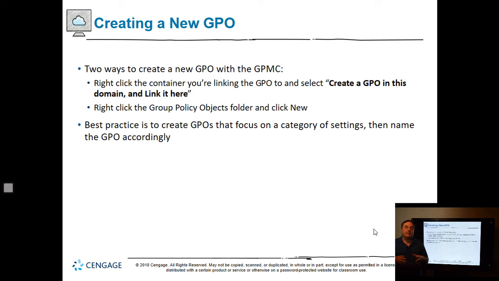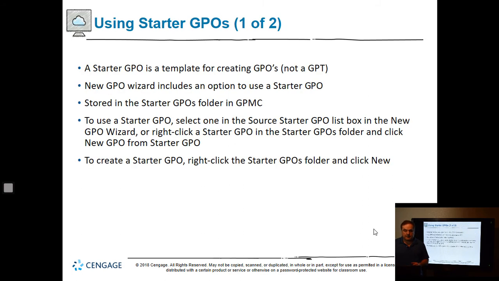By doing that, it makes it apply to whatever users or computers are in there based on the policy that you create. So the best practice is to create GPOs that focus on a category of settings. So like I said, printer settings, security settings, etc.